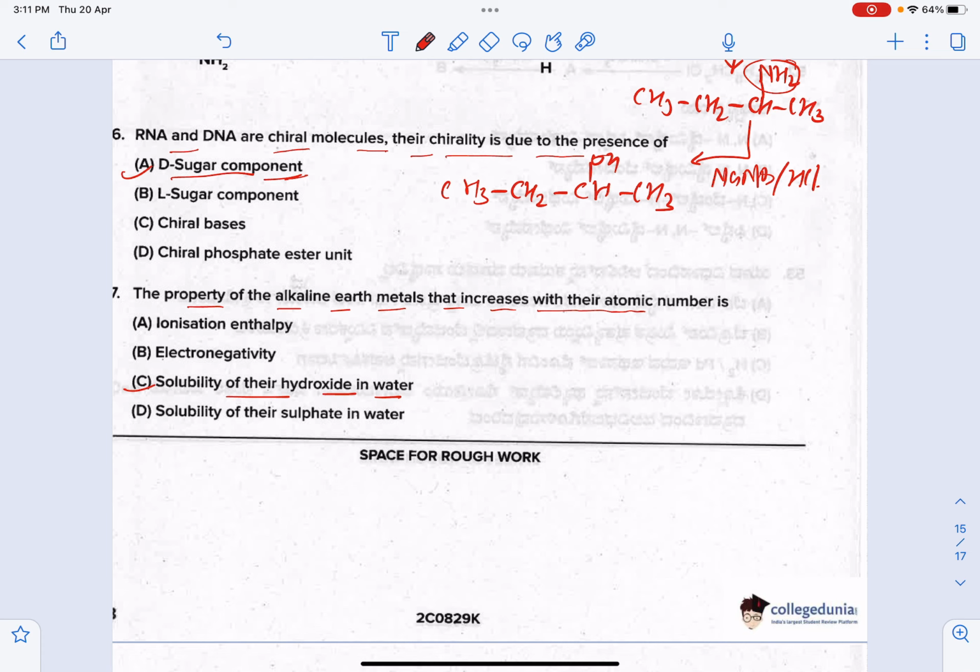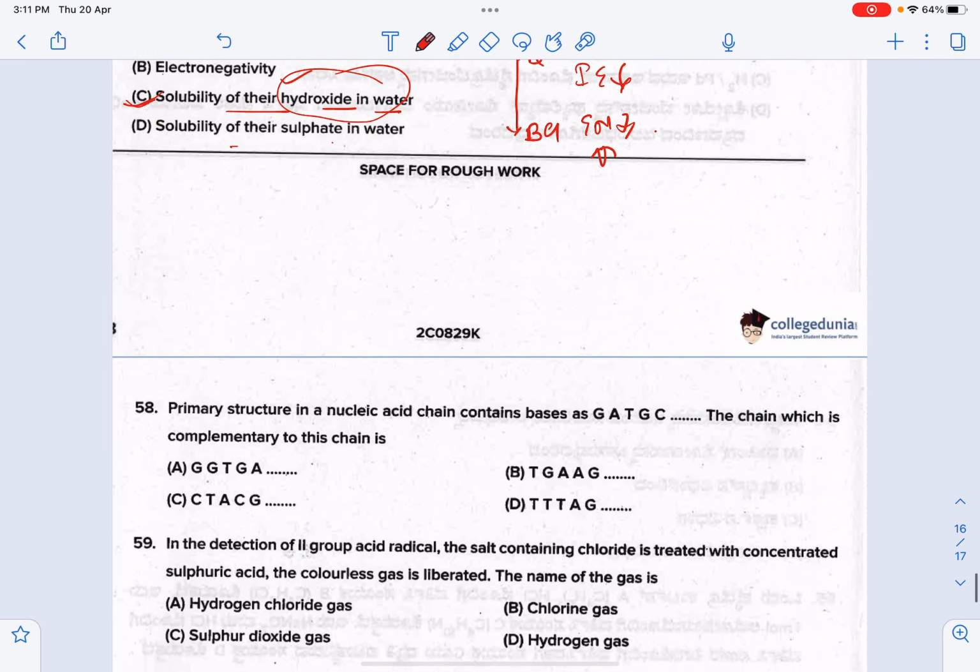In alkaline earth metals, as their atomic number increases, as we move from beryllium to barium, okay, ionization enthalpy decreases from top to bottom. Electronegativity also decreases. Solubility of their sulfate in water actually decreases. Their hydroxide solubility will increase. Correct option will be C.